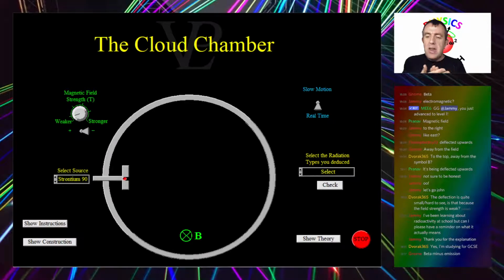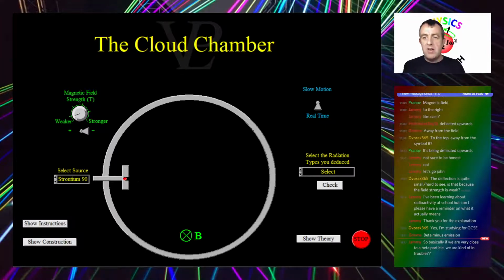Yeah, no, this is beta minus emission. Absolutely correct. And the reason why this is beta minus emission is because it's got a much higher penetrating power. It travels through the air further, but also it's deflected downwards. And in electromagnetism, you'll learn that that means that the beta particle must have negative charge in order to cause it to be deflected downwards.